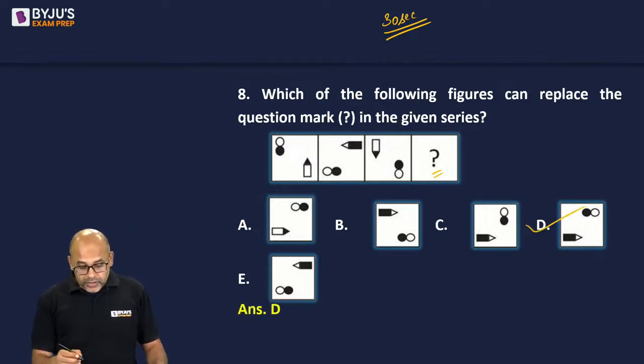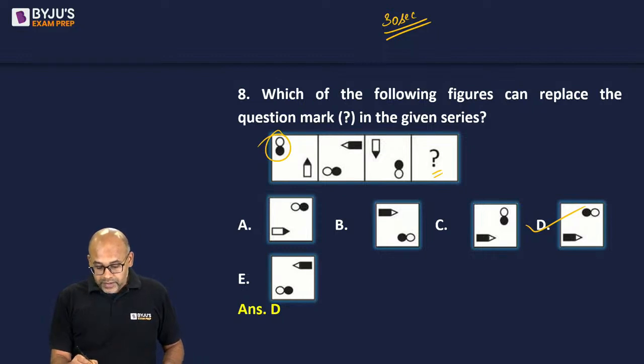So what is the logic here? First, we'll start with this. It is vertical, horizontal, vertical. So it should be horizontal here. Second, the coloring of it. Bottom colored, right side colored, top colored. Therefore, it should be left side colored.